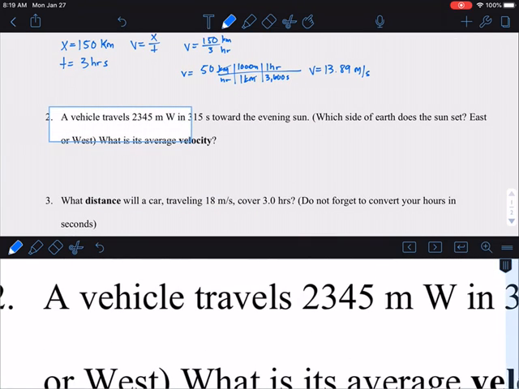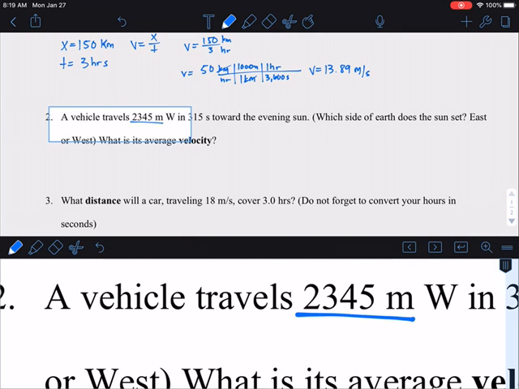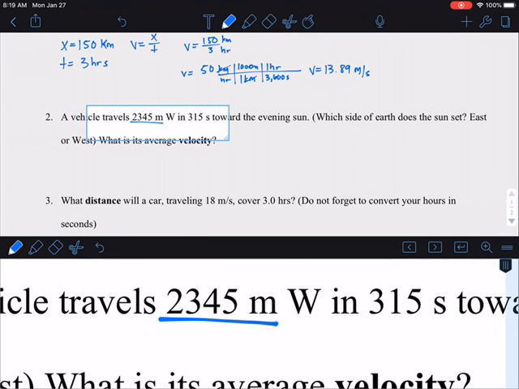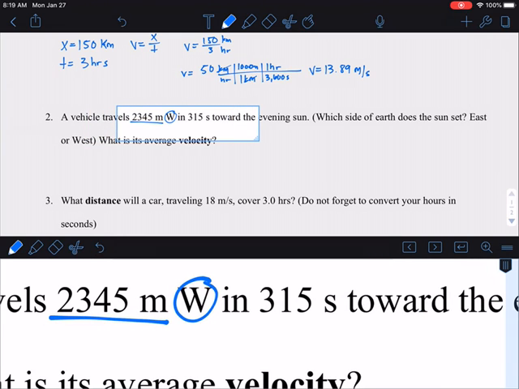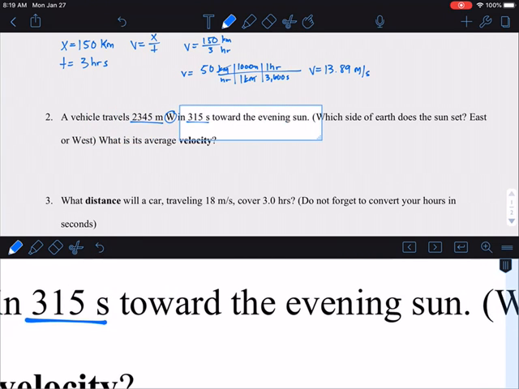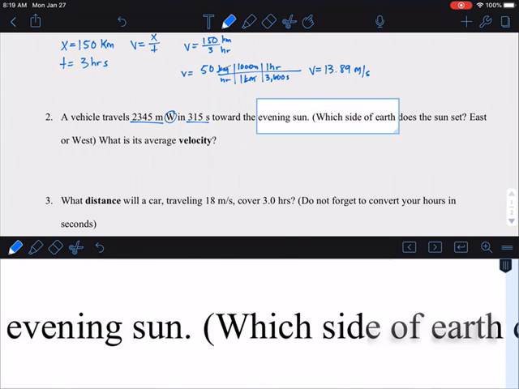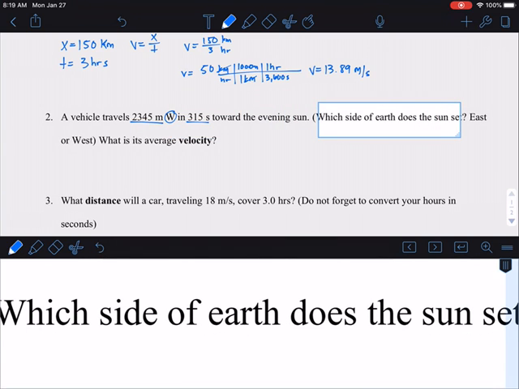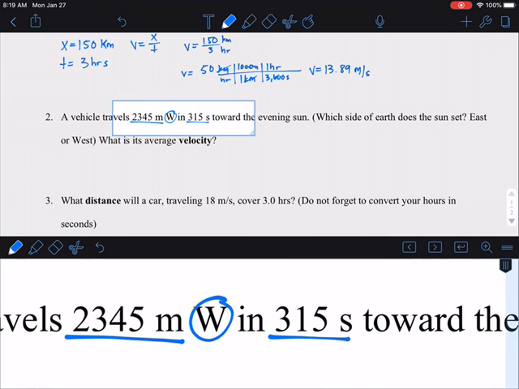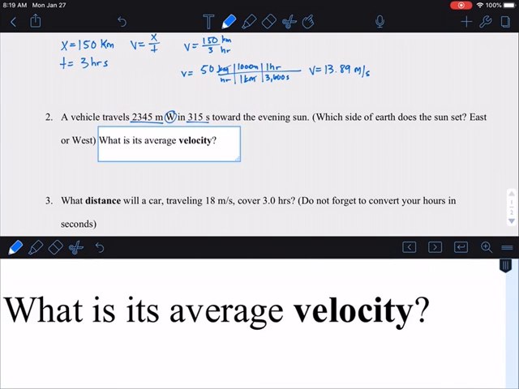Number 2, a vehicle travels 2,345 meters west in 315 seconds toward the evening sun. All right, evening sun, the sun sets in the west, so I also know that he's traveling west. All right, so what's the average velocity?